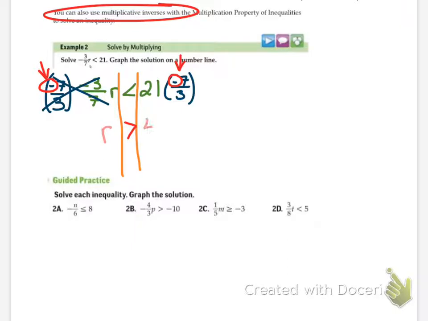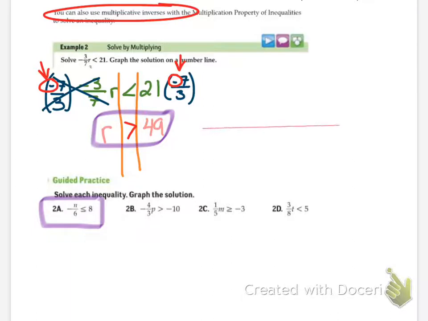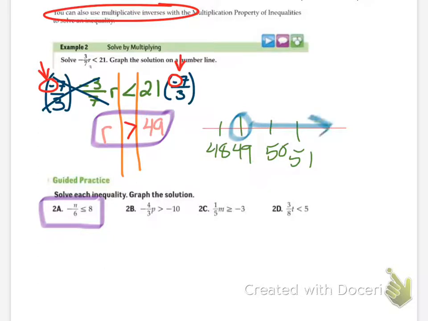So then I simplify from here and get 49. Then they ask us to graph this on a number line. If we draw a quick number line here, we can say here's 49, 50, 51, 48. Then, since it is greater than and the arrow is pointing to the right, I'm going to have an open circle because it's not equal to, and draw a line to the right. Try examples A and C. You can skip B and D, and we'll go over those tomorrow.